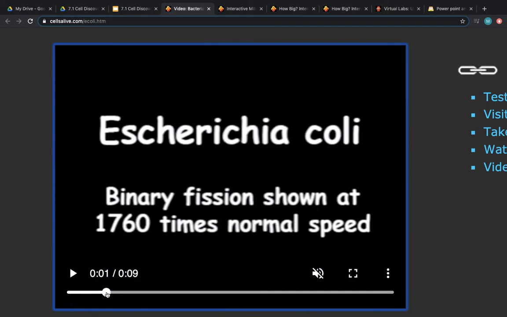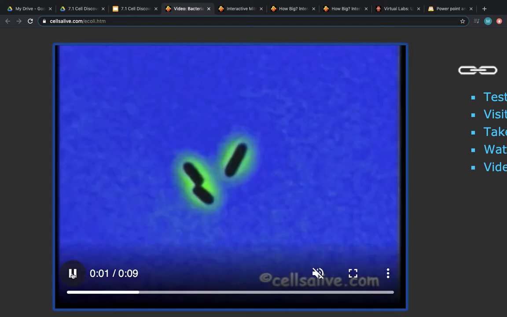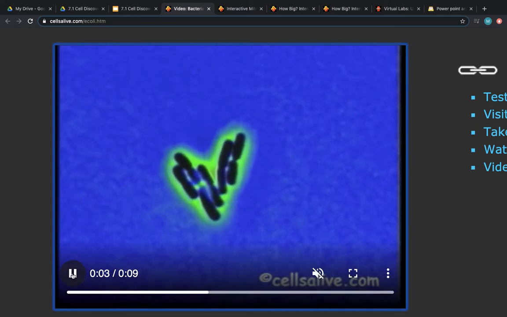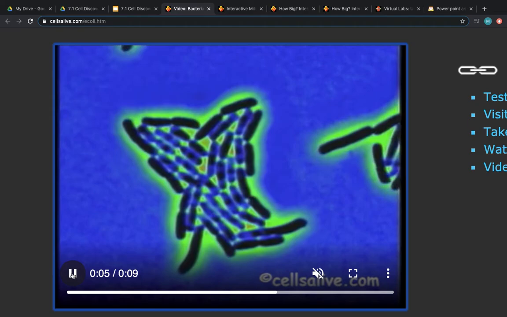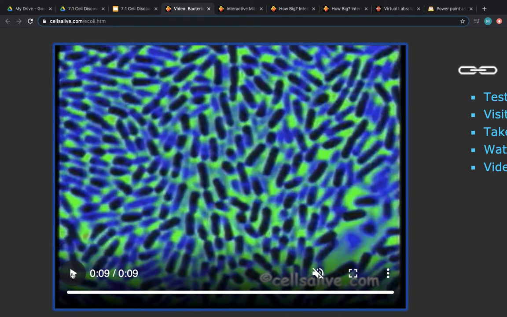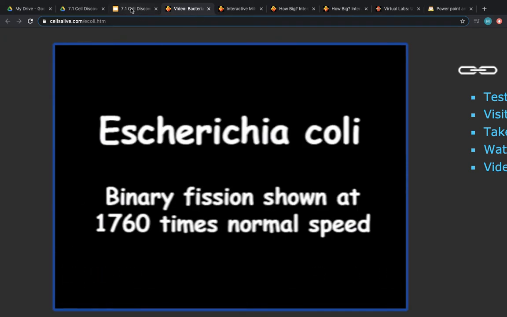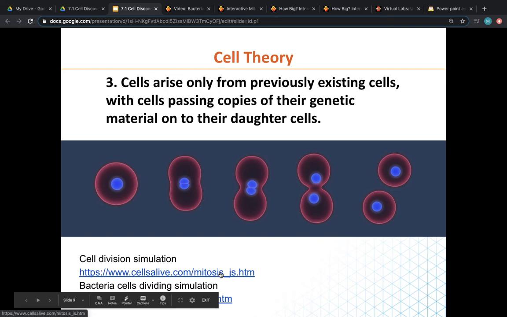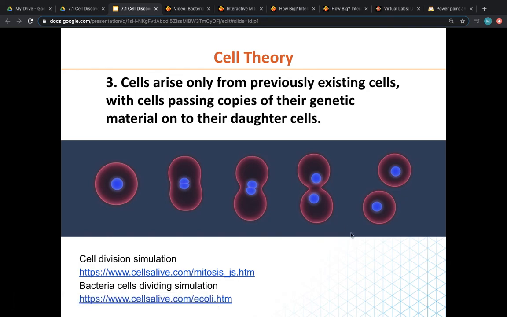In fact, even in a lab, if you are working with bacteria, you just put a couple of different bacteria on your plate and you come back after a couple of days and the whole thing is covered in bacteria. So, basic idea here, cells don't just come out of nowhere, they have to come from previously existing and living cells.